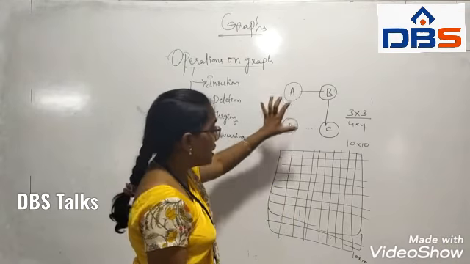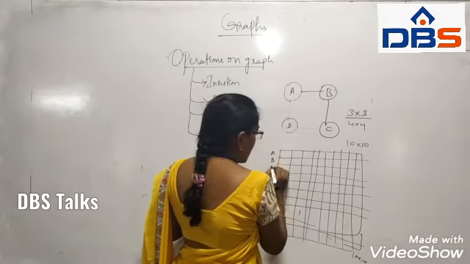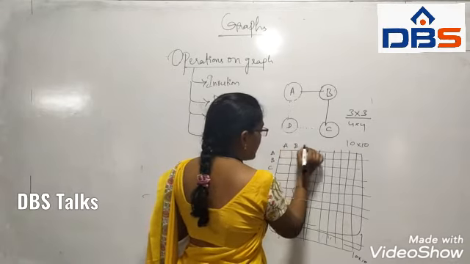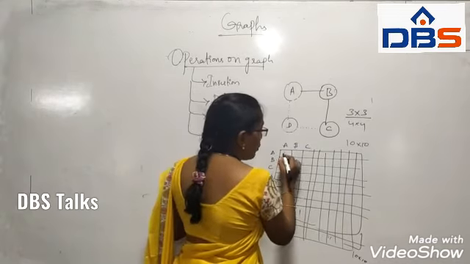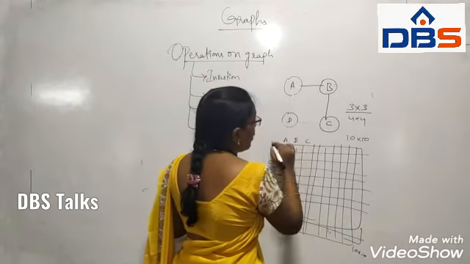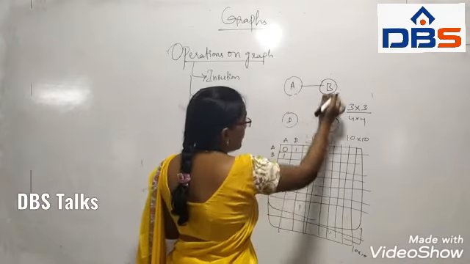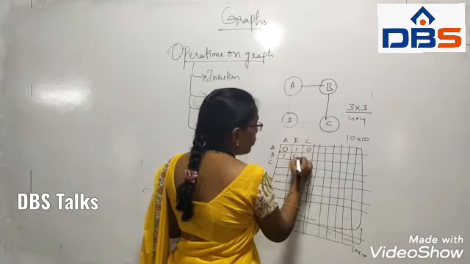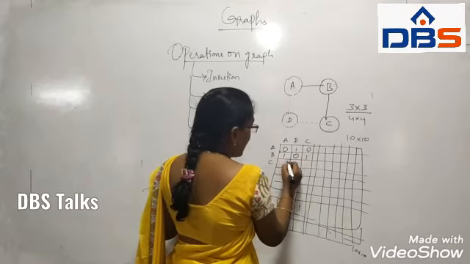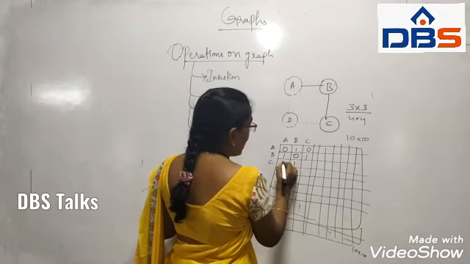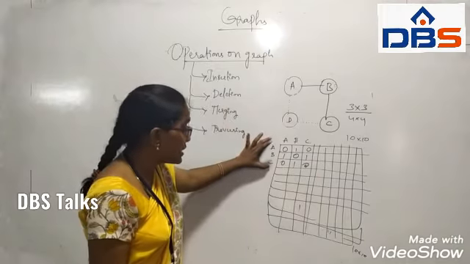Okay? See, if it is 3 by 3, A, B, C. Here we can write the relationship. From A to A we don't have, A to B we have, A to C we don't have. B to A we have, B to B we don't have, B to C we have. Okay, C to B we have, C to A we don't have, C to C we don't have. Just like this we are going to represent.